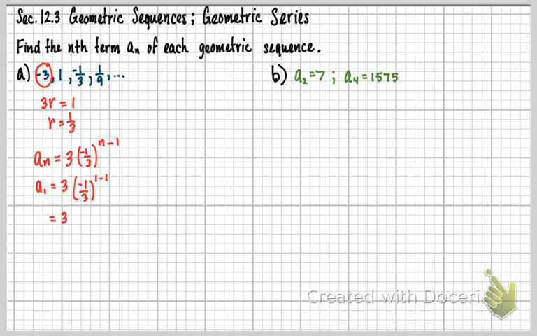So what I see here is I'm going to have to separate my negative and my ratio. I'm just going to have to do it to get this, because this is supposed to be my 3 here.